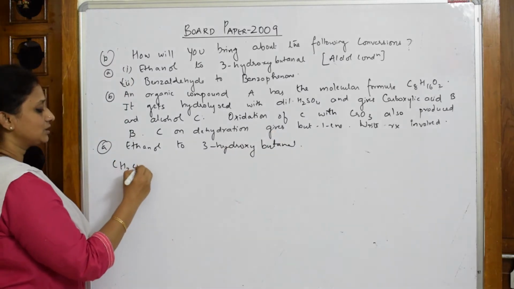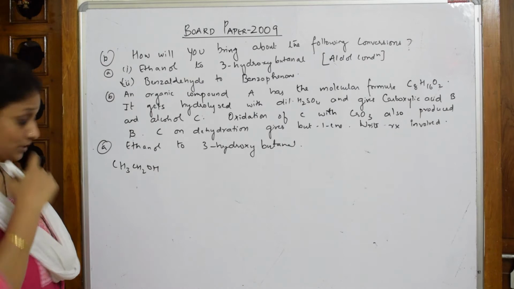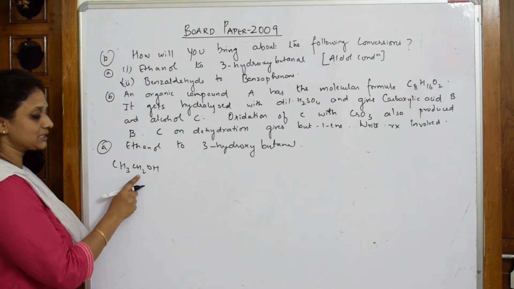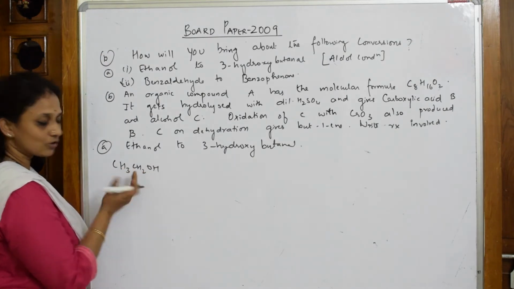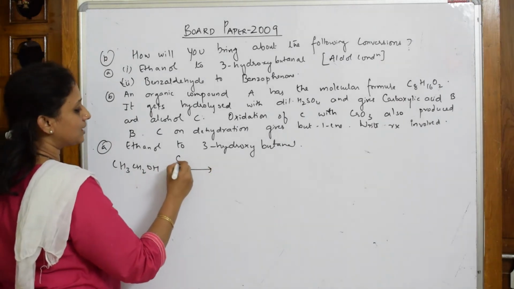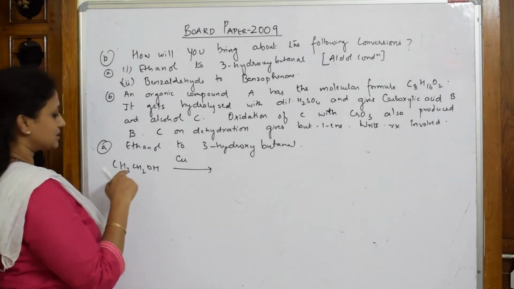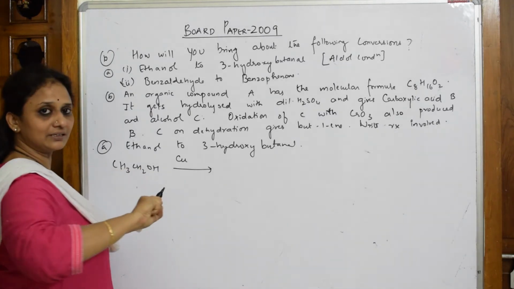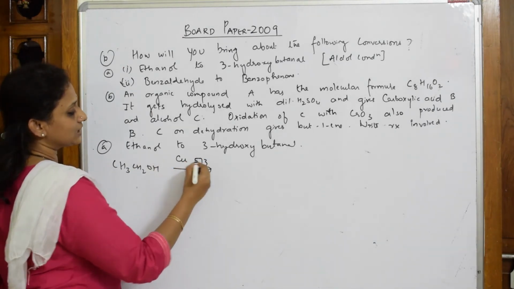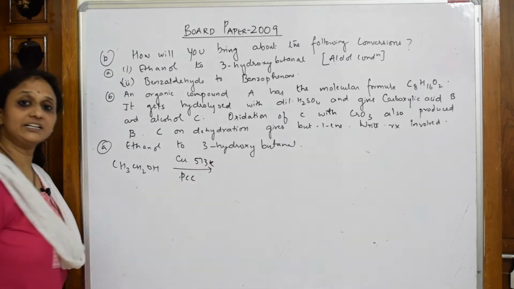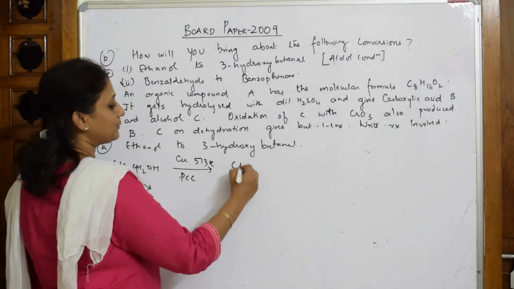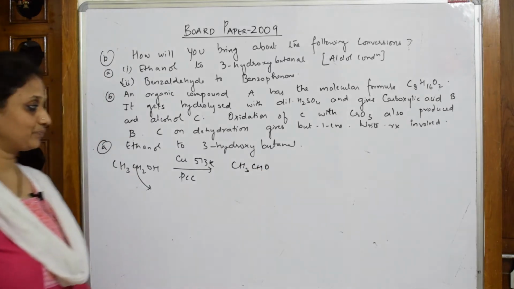So this is your ethanol. Done. So what should I do? I have to convert it to an aldehyde. Correct? If you remove this particular hydrogen, you automatically get the aldehyde. Yes or no? To take out that hydrogen, I have to add a reducing agent like copper. It is going to take out this hydrogen at 573 Kelvin. I can also add PCC, pyridinium chlorochromate. So what happens? This hydrogen is lost from here. What do I get? I'm going to get an aldehyde. Simple. Now our aldehyde is ready.